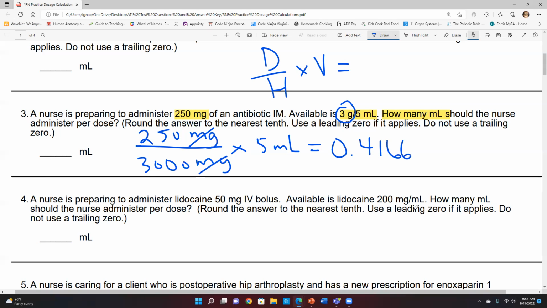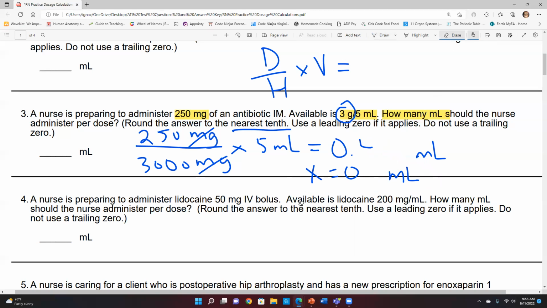0.416666, right? So this is not my final answer because it says round to the nearest tenth. So I will round this to 0.4 mLs. Okay, so X equals 0.4 mLs, because I am rounding to the nearest tenth.